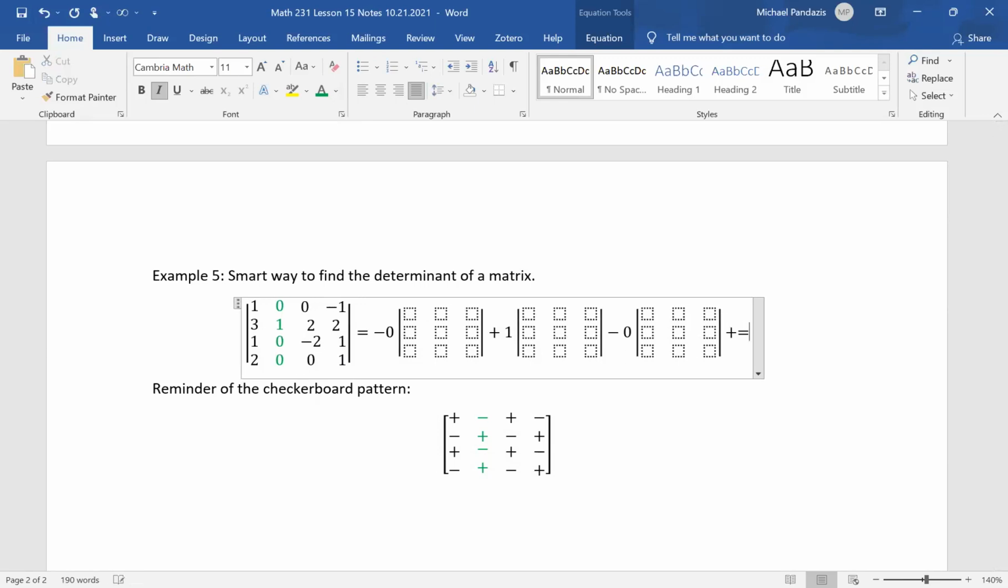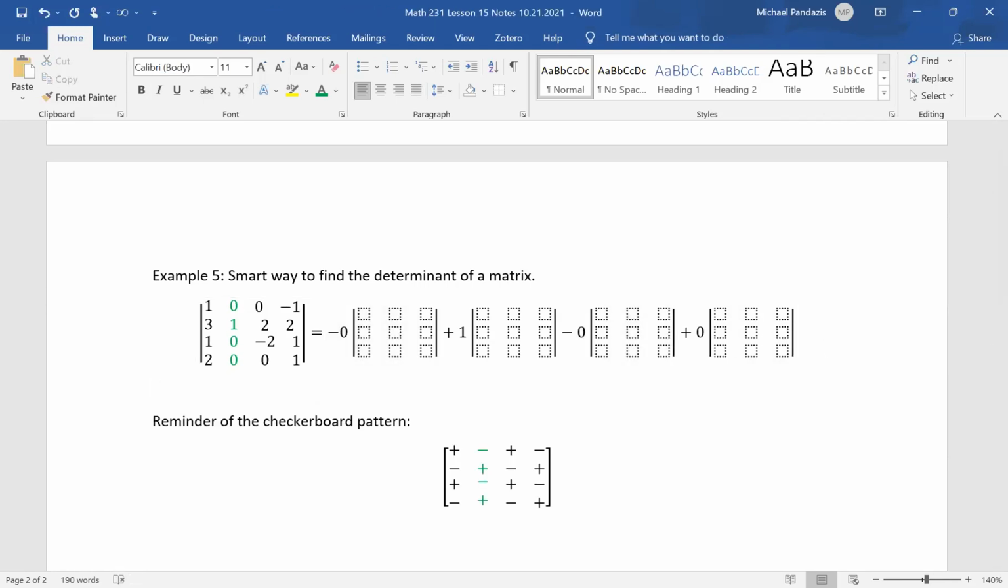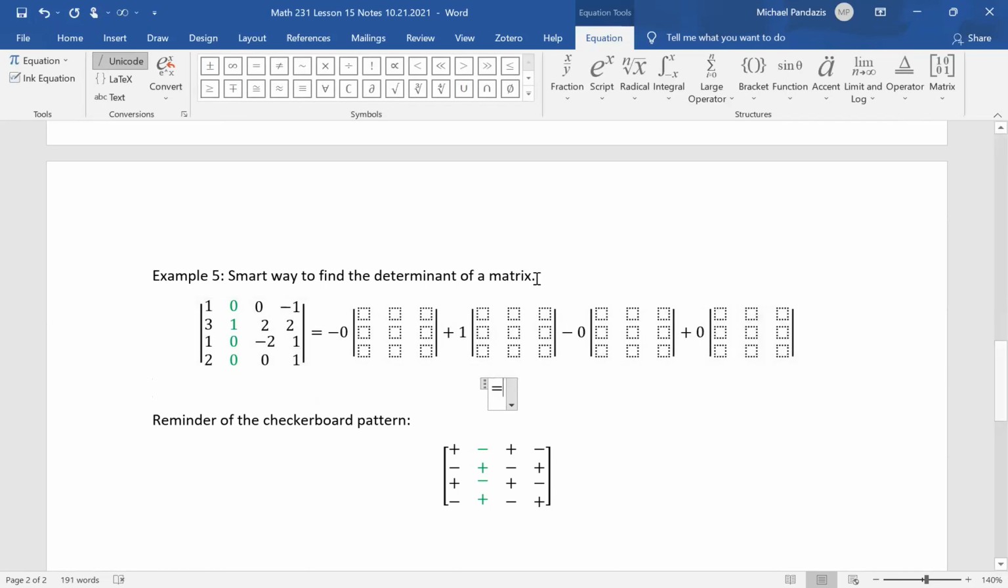So it's going to be plus 0 times the determinant of the submatrix. Keep in mind, this term is 0, this term is 0, and this term is 0 because it's 0 times the determinant. The determinant of a matrix gives you a number, and any number times 0 is 0. And so this is actually equal to just one of those terms.